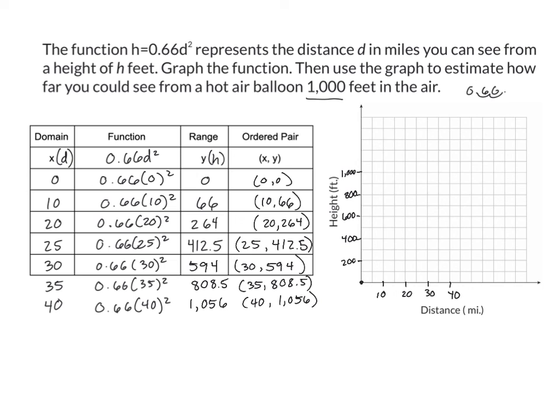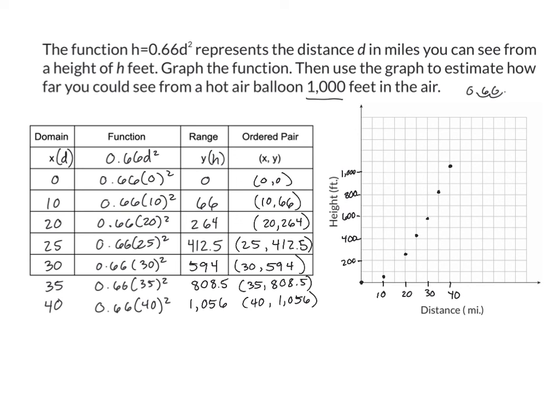We've got 0, 0. At 10, we've got 66. 20 is 264, so just about there. 30, or actually 25, is 412 and a half. 30 is 594, so almost 600. And then 35 is 808 and a half, so really close to 800. And then 40 is over 1,000.